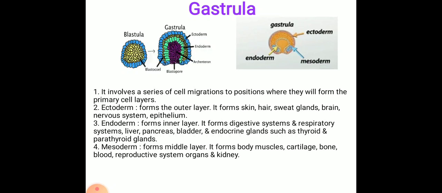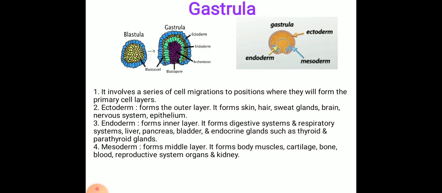Then mesoderm. It is in between two layers, ectoderm and endoderm. It is the third germ layer. It forms the middle layer and it forms body muscles. So muscles are going to be formed, cartilage, bones, blood, and the reproductive system. That is, in the male the testes, in the female the ovary. These reproductive organs and the kidneys are also formed from the mesoderm. So all these three germ layers form the different organs or structures in our body.